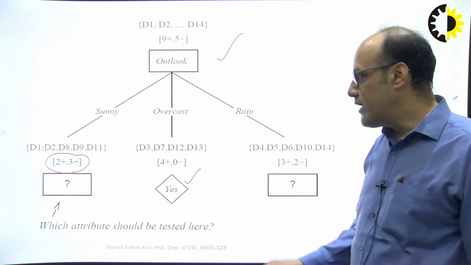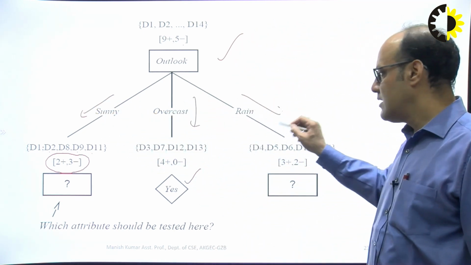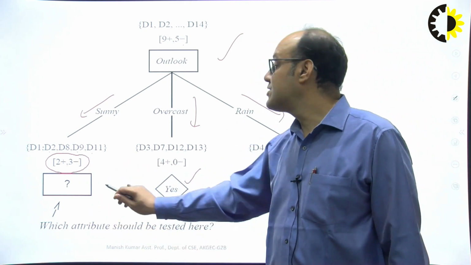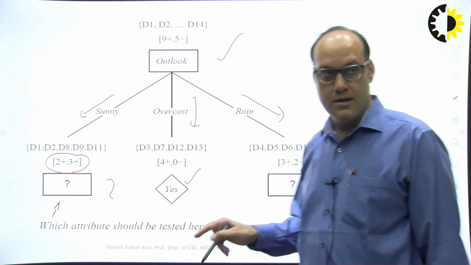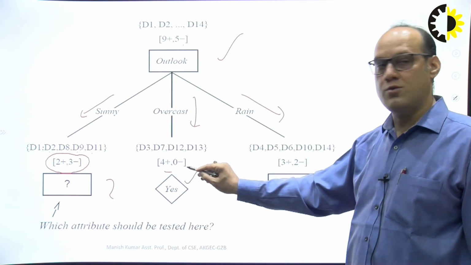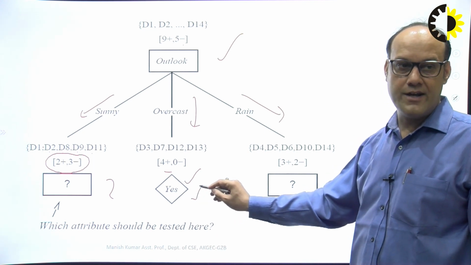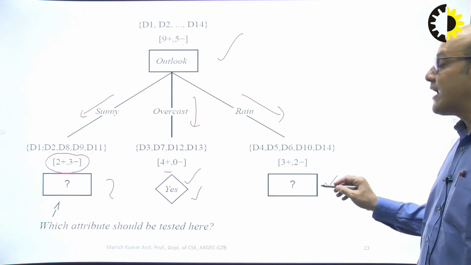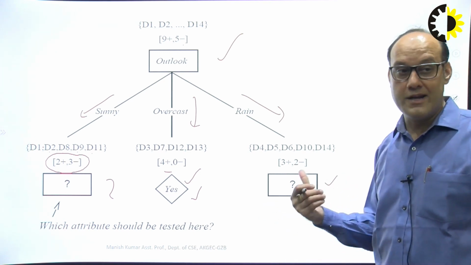Similarly, we will calculate for each instance, for each attribute. Which attribute should be tested here? Again, we will calculate the information gain. Where there are no negatives, only positives, it means positive example, and I have written yes. Here there are 3 positive and 2 negative, so I need to calculate here. We will calculate the information gain again for the remaining attributes.